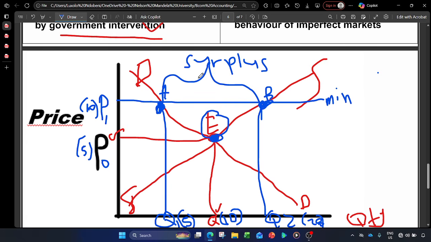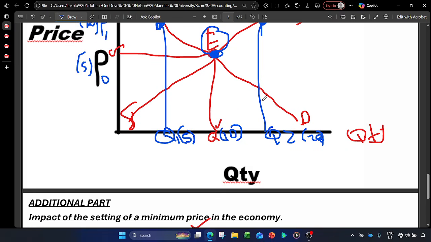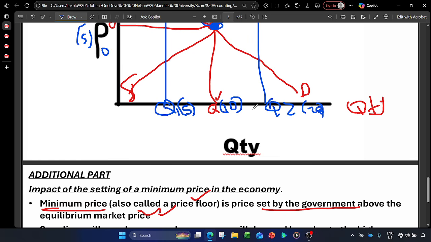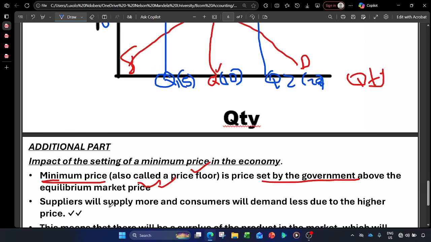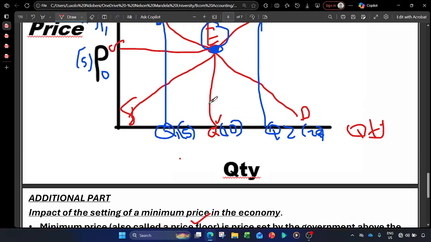So, to answer the question that asked us in the additional part, the impact of the minimum price, we already see it in the graph, but now we just need to put it in words. So let's go and write it in our additional part, right? You see how it is very important to know the graphs in economics so that you can answer any question. So coming to the second sentence, suppliers will supply more. There is a mark for that, and consumers will demand less due to the higher prices. You will get 2 marks for saying this, and this is not something that you just made up. You saw it from the graph.